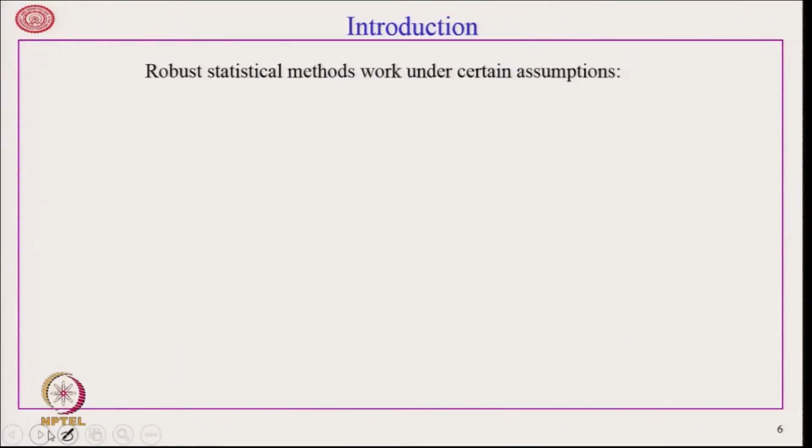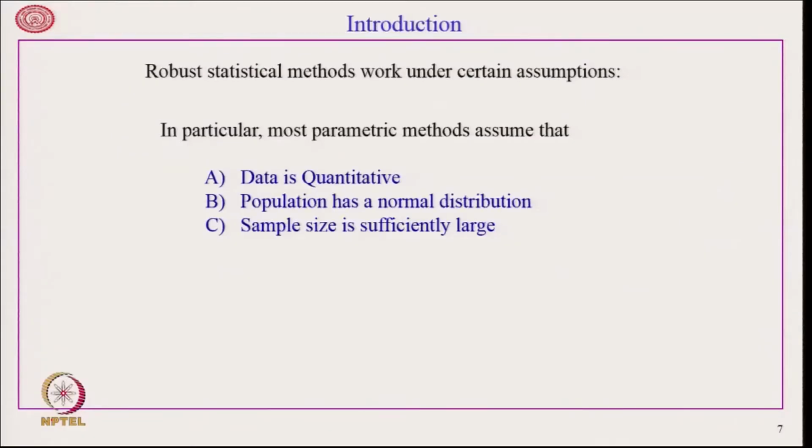Now, robust statistical methods work under certain assumptions. By robust we mean typically the statistical methods that we use, namely say many of you know about Z test, T test, chi-square test, F test, etc. These are some robust statistical methods, but there are certain assumptions for them. In particular, most parametric methods assume that the data is quantitative. If the data is not quantitative, the statistical methods that we know will not work.